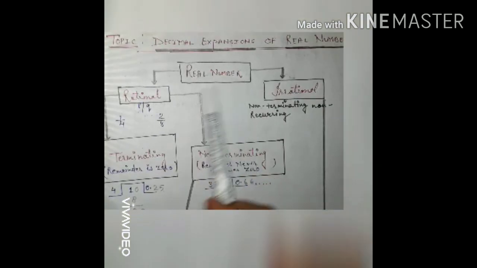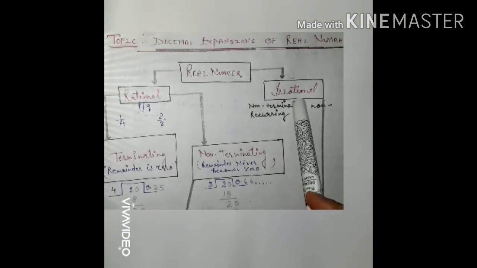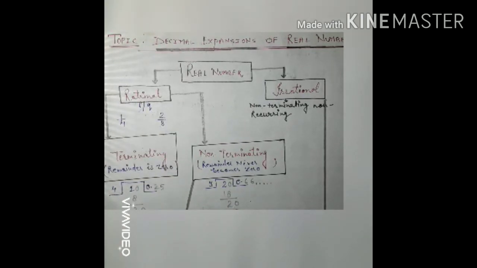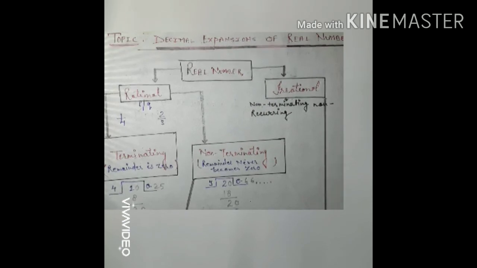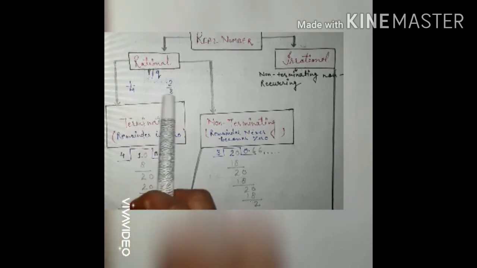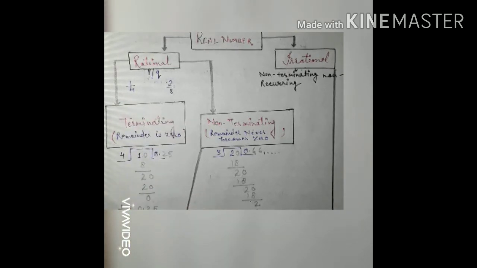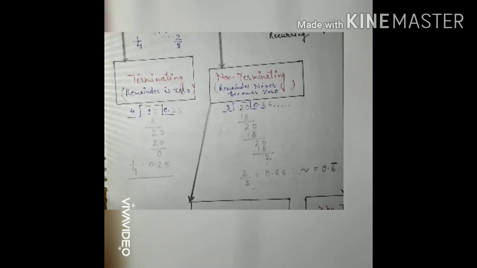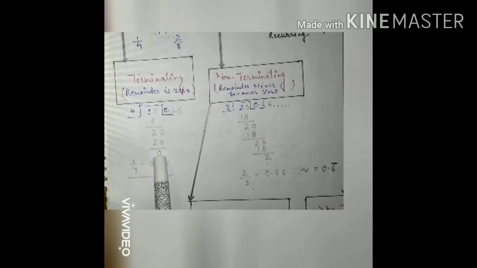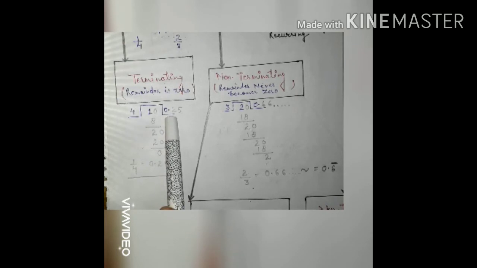The real numbers consist of rational numbers and irrational numbers. And a rational number, you know, is in the form of p upon q, where p and q are integers. So here we take two examples: the first one is 1 by 4 and the second one is 2 upon 3. When we divide 1 by 4, we have to convert it into decimal form, so we divide the numerator by the denominator. In this case the remainder is 0 and the quotient is 0.25.